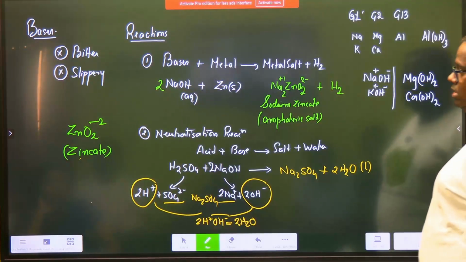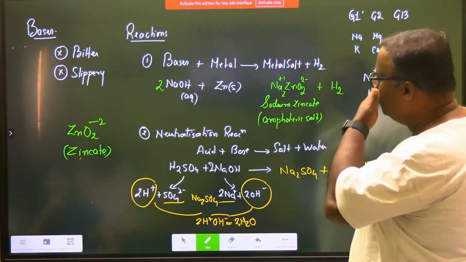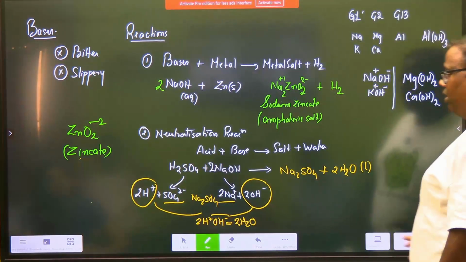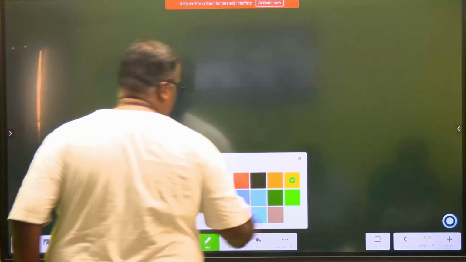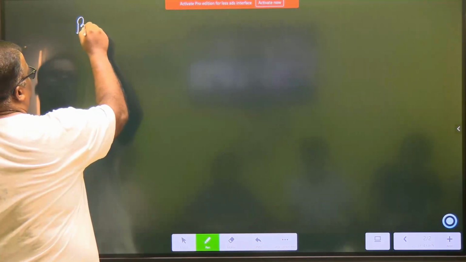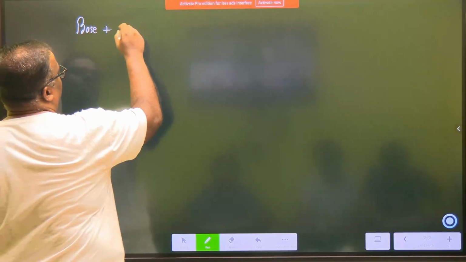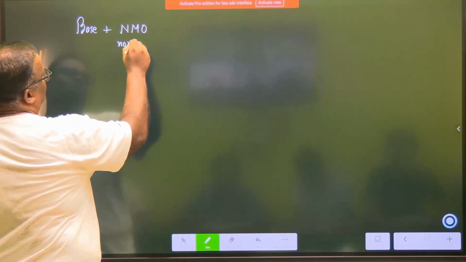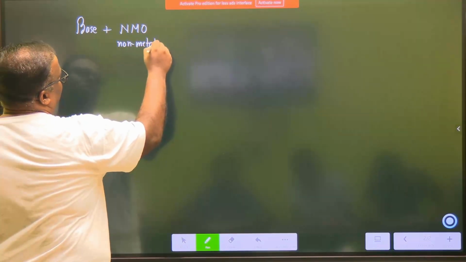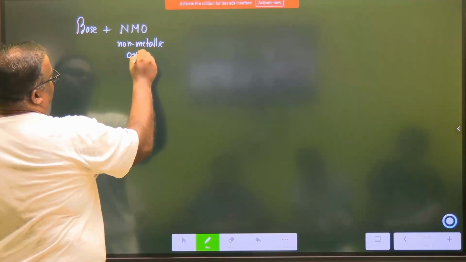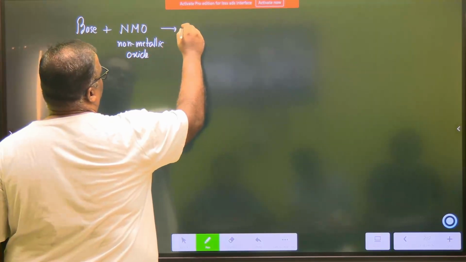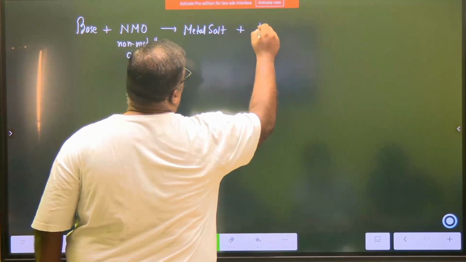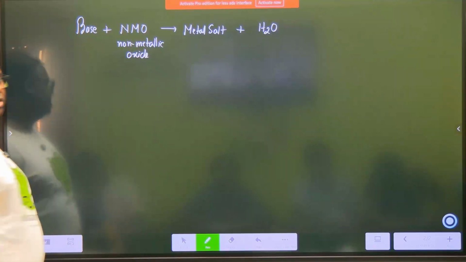And the last type of reaction, very easy. Bases have only 3 reactions. Shall we see the last reaction? Okay. Our last reaction is that some bases will react with non-metallic oxides, and it will form a metal salt and release water. You know this reaction.